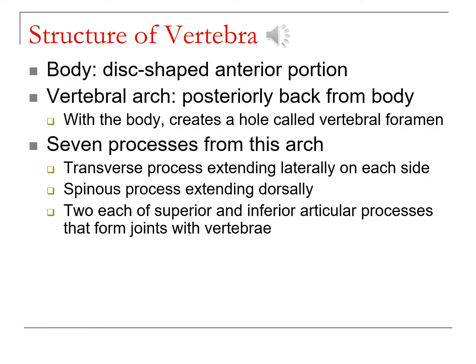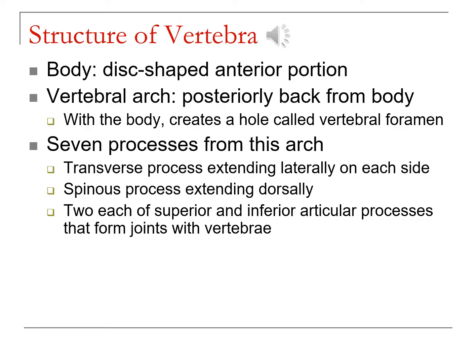So we talk about the structure of the vertebra. It has a body, the big portion of the vertebra. It's a disc-shaped anterior portion. We have a vertebral arch, posteriorly back from the body. So with the body, it creates a hole called the vertebral foramen.